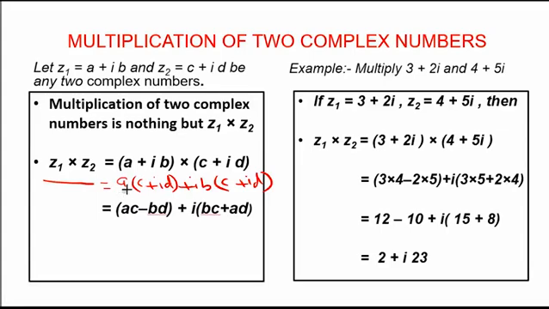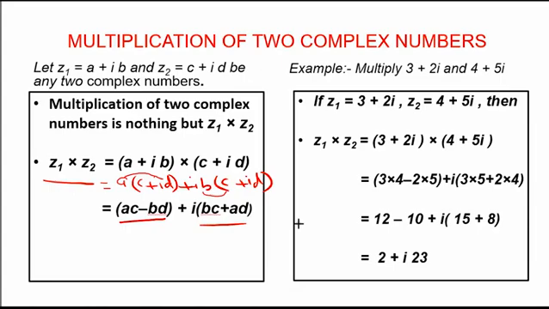Now multiply a into c, we get ac, and the imaginary part ib into id, if you multiply, gives i square bd, so i square is minus 1, you will get the real part ac minus bd. Now the imaginary part, a into id and ib into c, when you multiply, i is common, you will get i into bc plus ad.